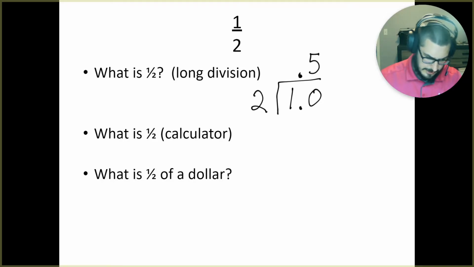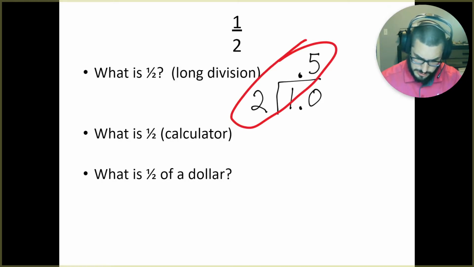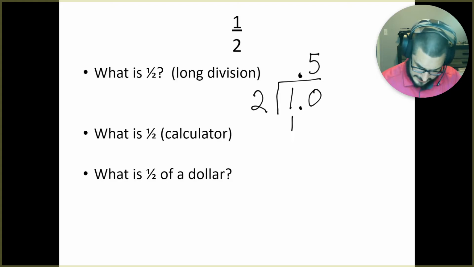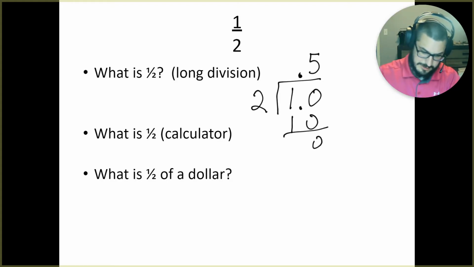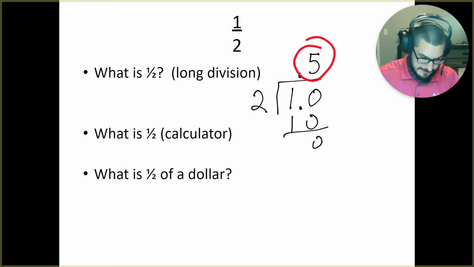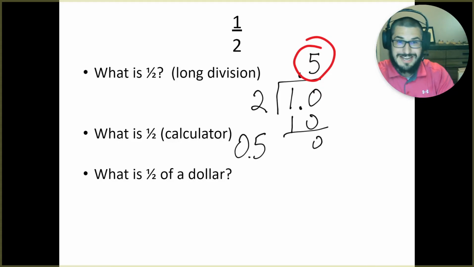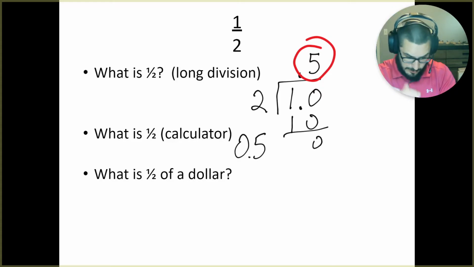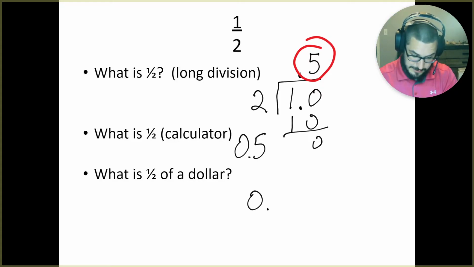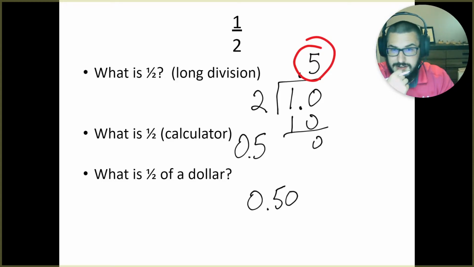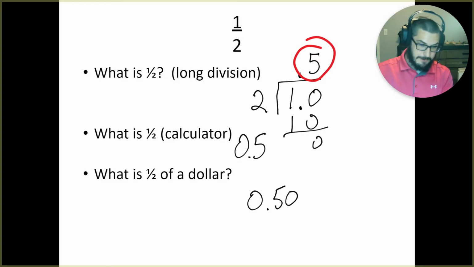Then, again, this isn't anything new. You should have known this from before. 2 times 5 is 10. And no remainder, so 0.5 is my answer. If you put that in the calculator, 1 divided by 2, you should get 0.5. And if you're thinking about half of a dollar, what's half of a dollar? Well, that's going to be 50 cents, so 0.50, 50 cents.